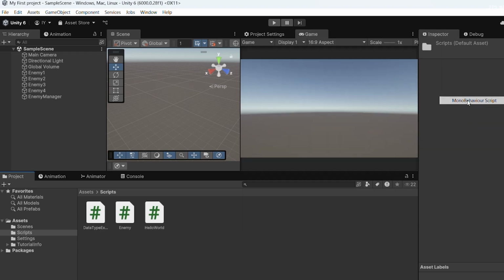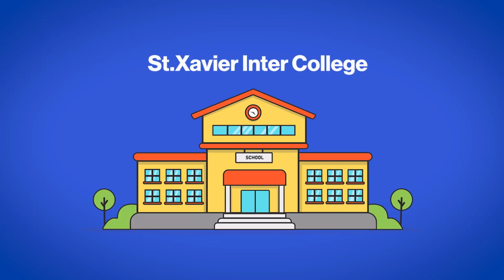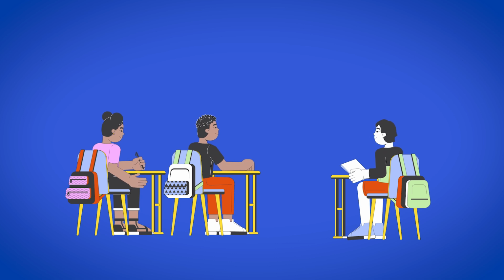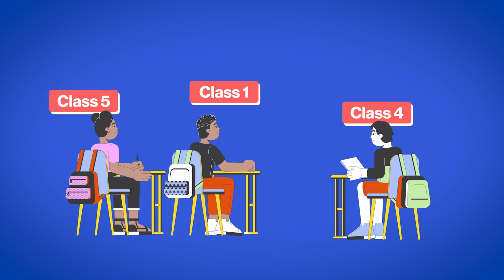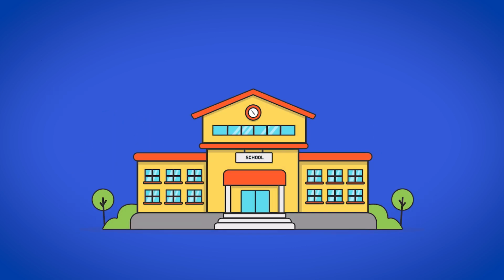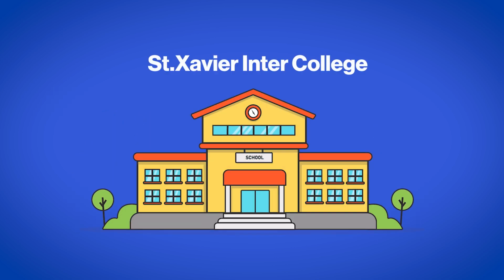Let me give you a real-life example. Suppose there's a school, and the school has one name. Inside that school, there might be different classes, and the kids might study in different classes, some in 1st grade, some in 4th, some in 5th. But if you ask them the name of their school, they'll all give the same answer. So if you want to store that, you'd use a static variable.